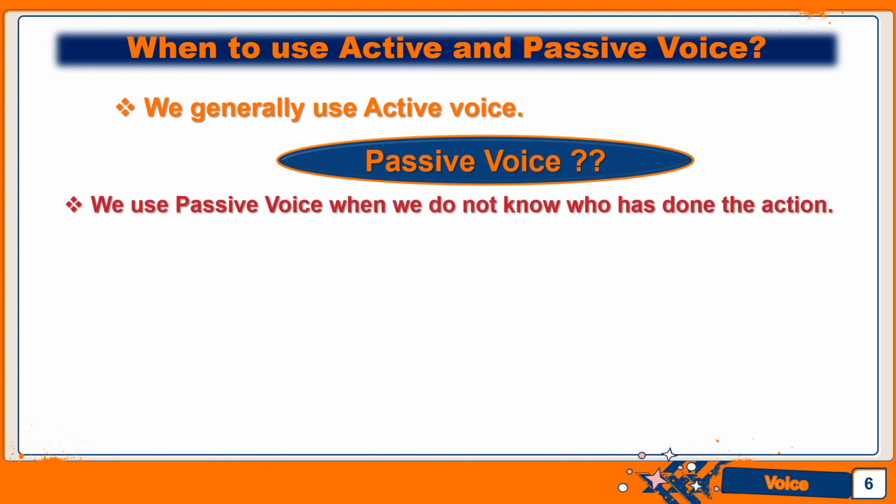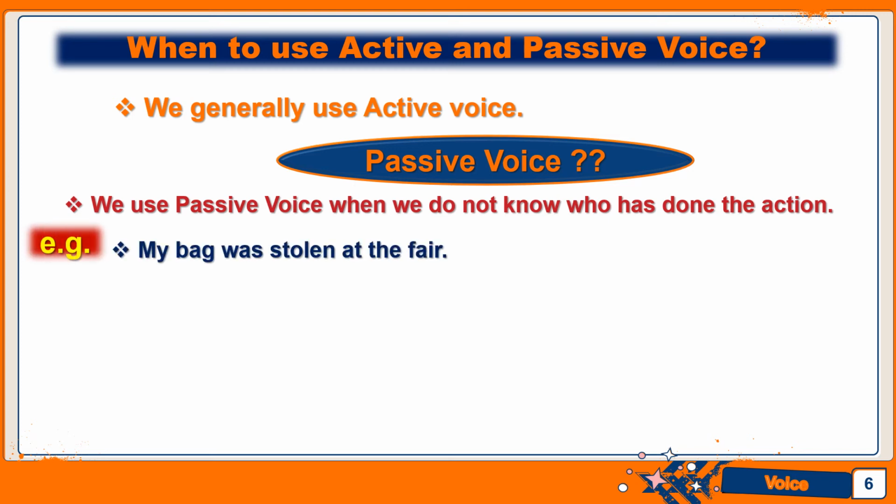Number one, we use passive voice when we do not know who has done the action. There will be many sentences where you will see that you don't know who is the doer of action. That means we don't need to give importance to the doer of action. Those sentences are written or spoken in passive voice.